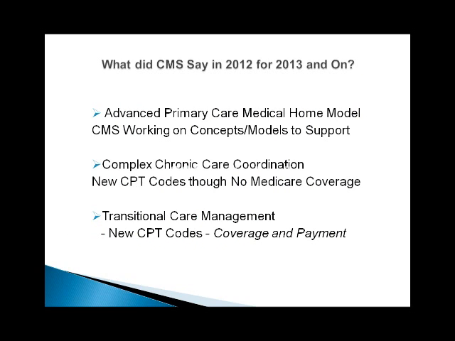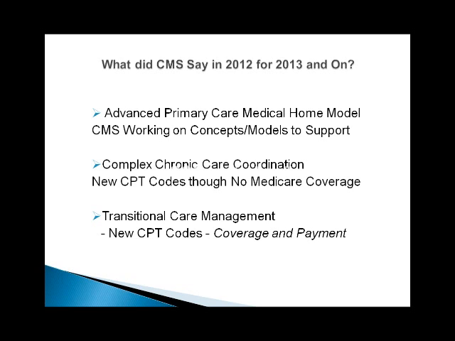I want to go back and again provide a bit of a framework of what CMS said in 2012 for this year and going forward. CMS had proposed work on an advanced primary care medical home model, and that they were working on concepts and models to support this. This would include support for complex chronic care coordination, that would involve both face-to-face and also your care coordination services that are rendered on a non-face-to-face basis. And so this was an important development for the Academy membership.